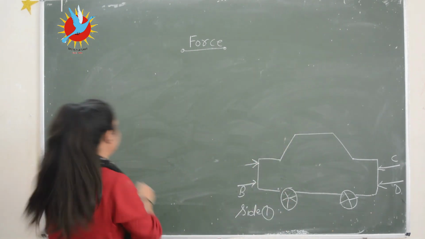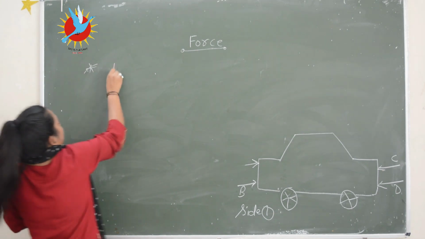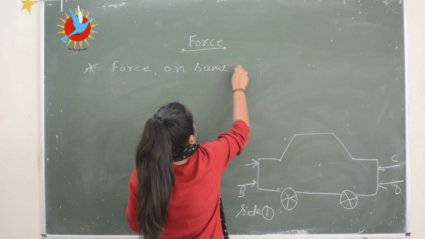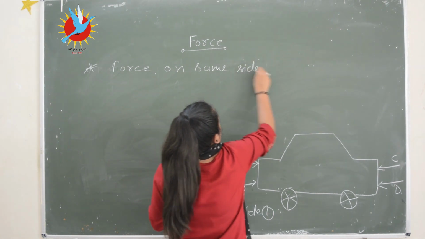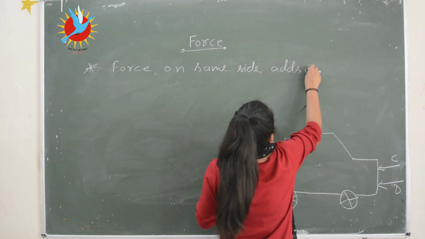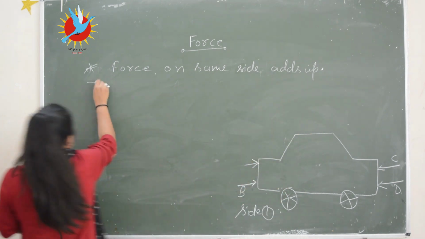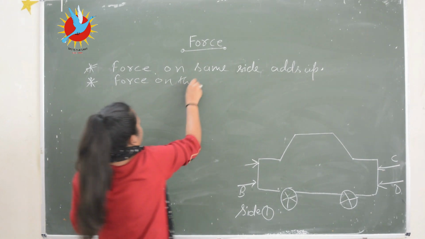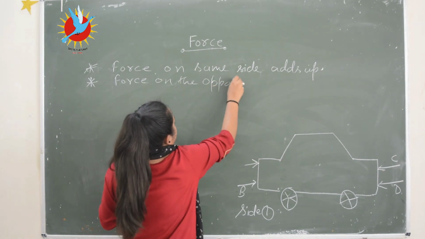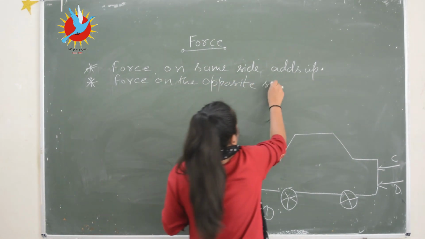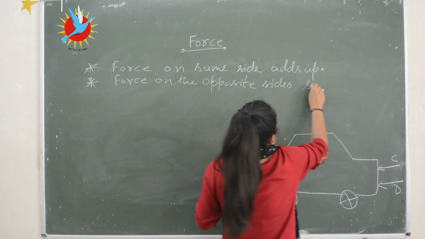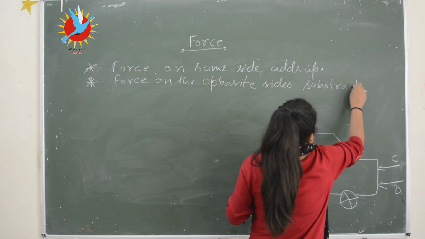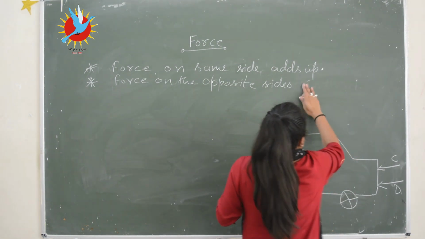So the first property I am going to write here: force on the same side adds up, and the second point is force on the opposite sides are subtracted.